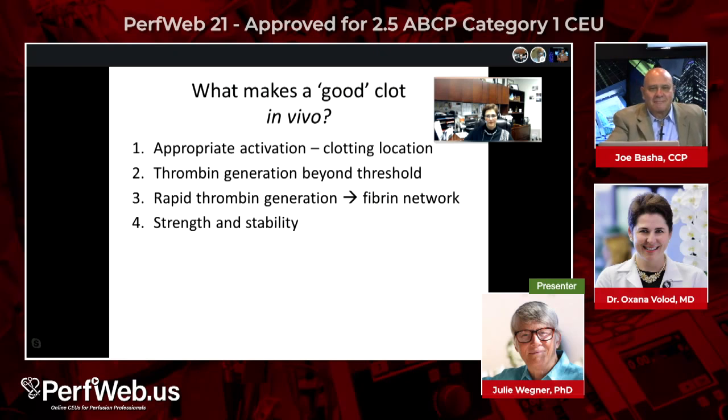So first of all, when I talk about viscoelastic measurements, I like to talk about what actually makes a good clot in vivo. And basically there's four different factors. Number one, you have to have appropriate activation and a location for the clot to happen in vivo. It doesn't happen in the blood. It happens along the wall of the vasculature. Then thrombin generation has to get beyond a certain threshold for clot formation to go completely forward and to completion. And then after it reaches that threshold, you get rapid thrombin generation, or a thrombin burst, where then from there you can make and create the fiber network, which is going to cause the clot to be stable, increase the strength of the clot, and then allow it to be stable enough in its position so that it can do wound healing. So let's look at some of those things.